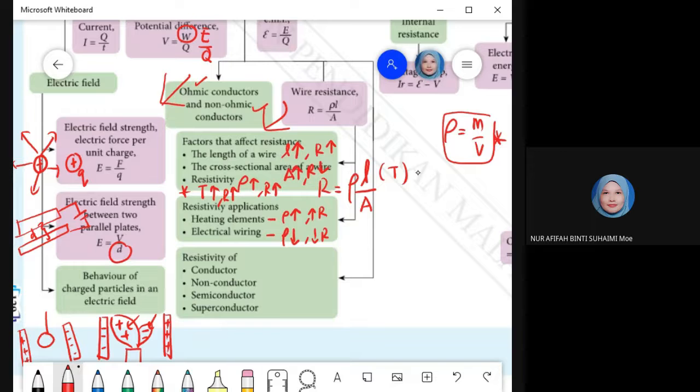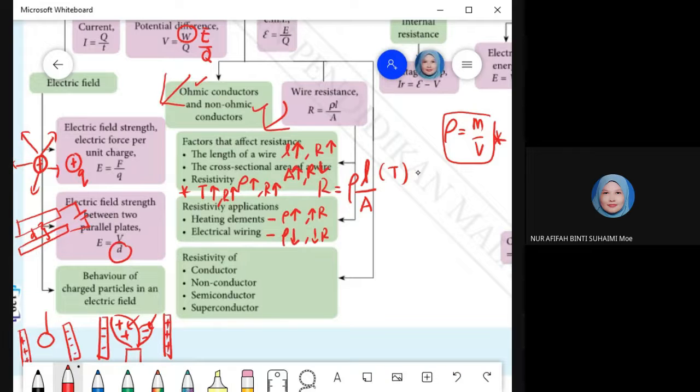Jangan confuse. Jangan anggap semua electrical appliance mesti high resistance ataupun low resistance. Depends. Depends pada electrical appliance.